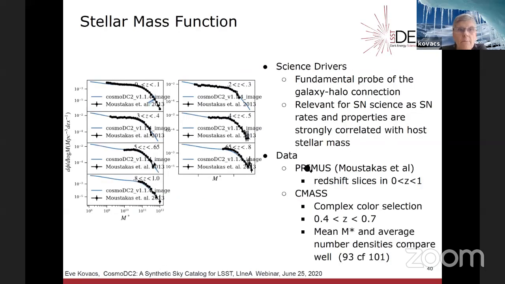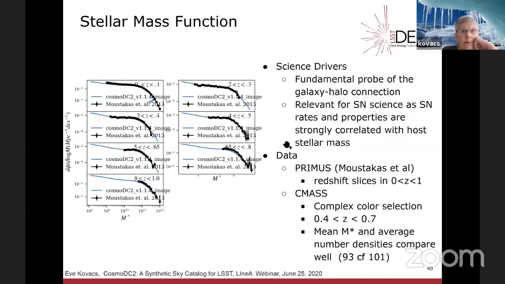Finally, I want to show you the stellar mass function. And this is just a basic test to make sure that everything looks good in the stellar mass. It's kind of the underlying fundamental probe of the galaxy-halo connection. It's a check that all of our matching and everything else that we did proceeded as expected. And it's also relevant for supernova science. The data you're seeing here is the Moustakas measurement of the stellar mass function for different redshift slices.